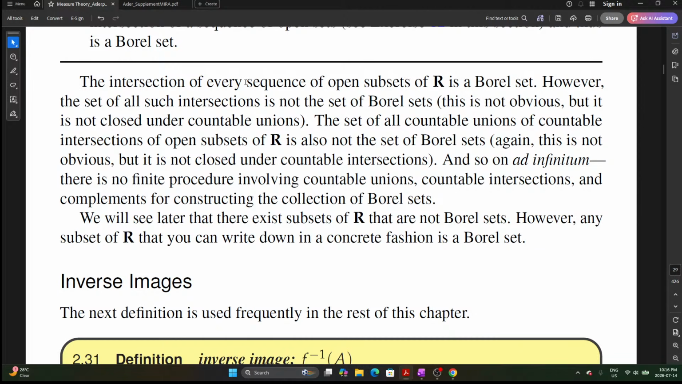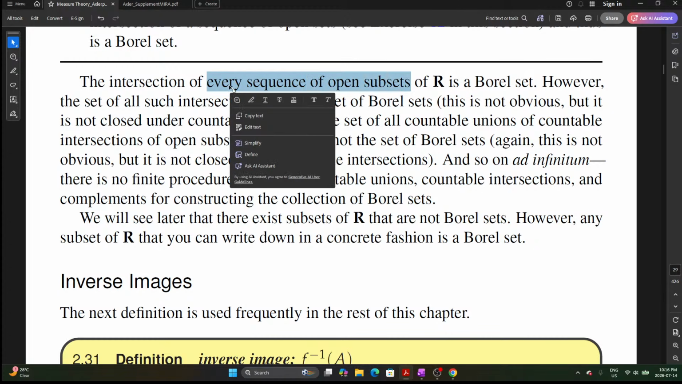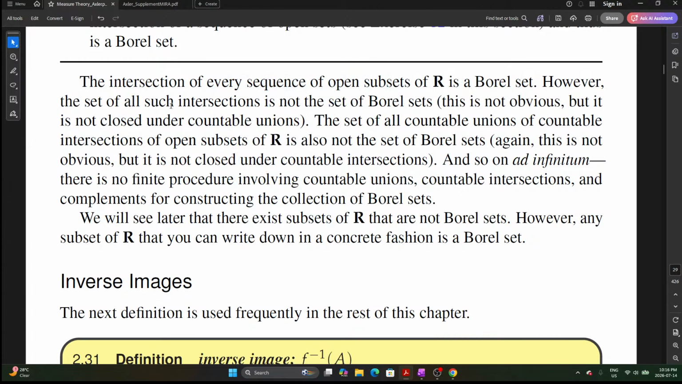The intersection of every sequence of open subsets of R is a Borel set. However, the set of all such intersections, this is the difference here. Every sequence of open subsets is a countable collection, but the collection of all such intersections is not necessarily countable.